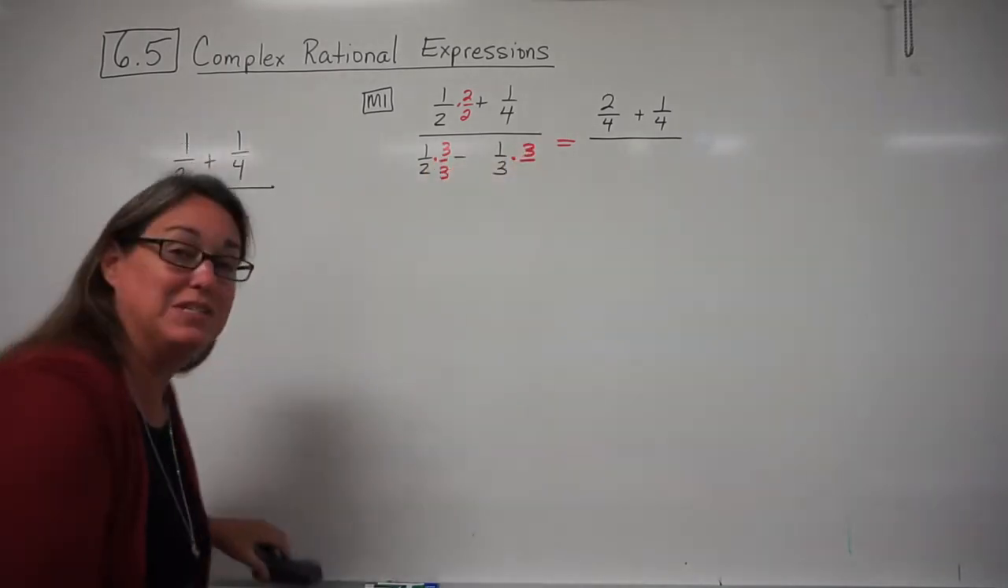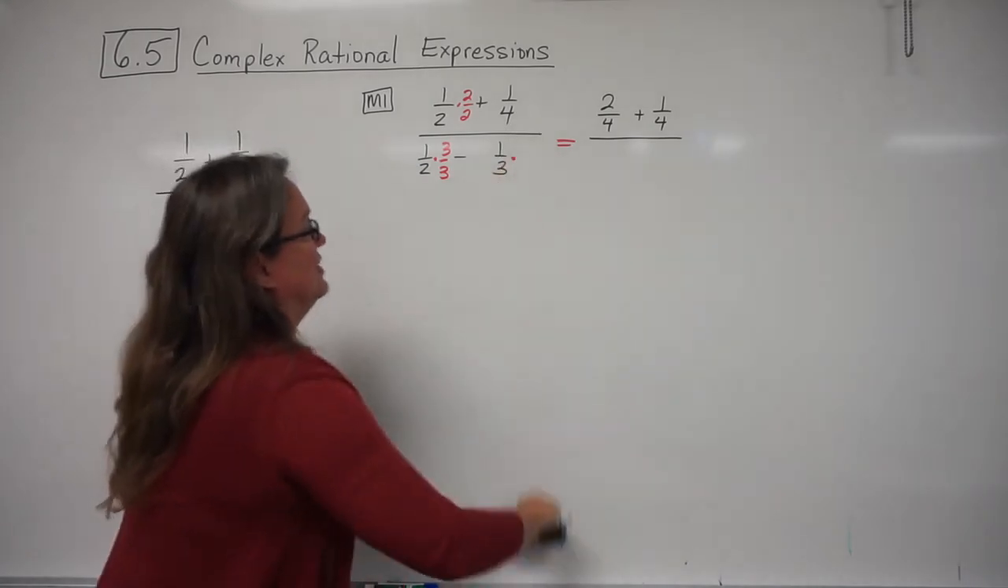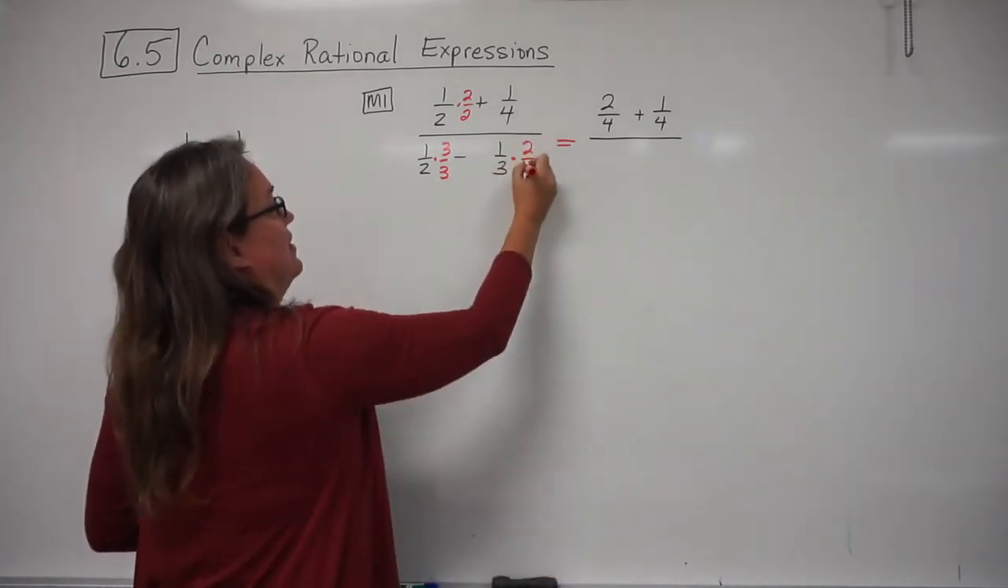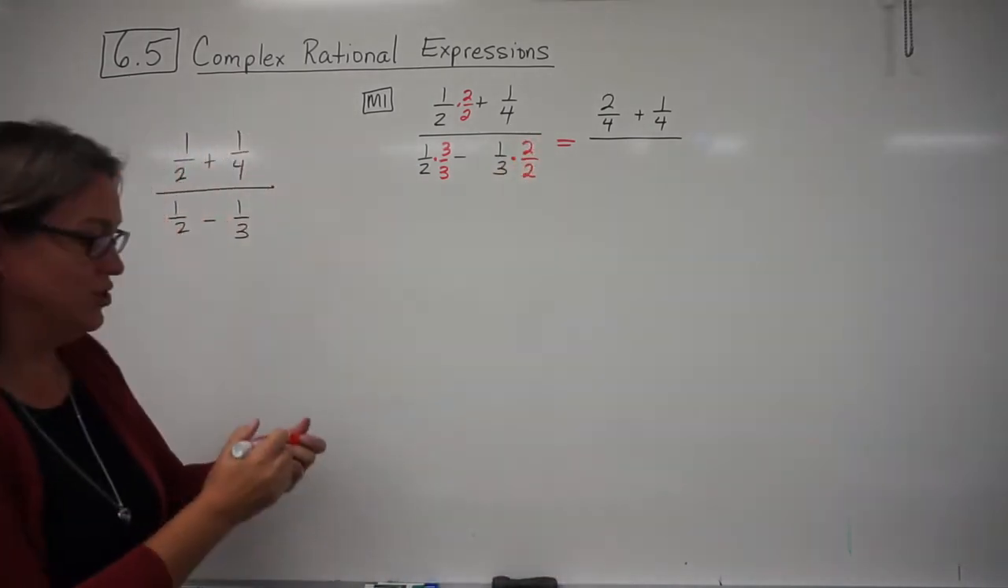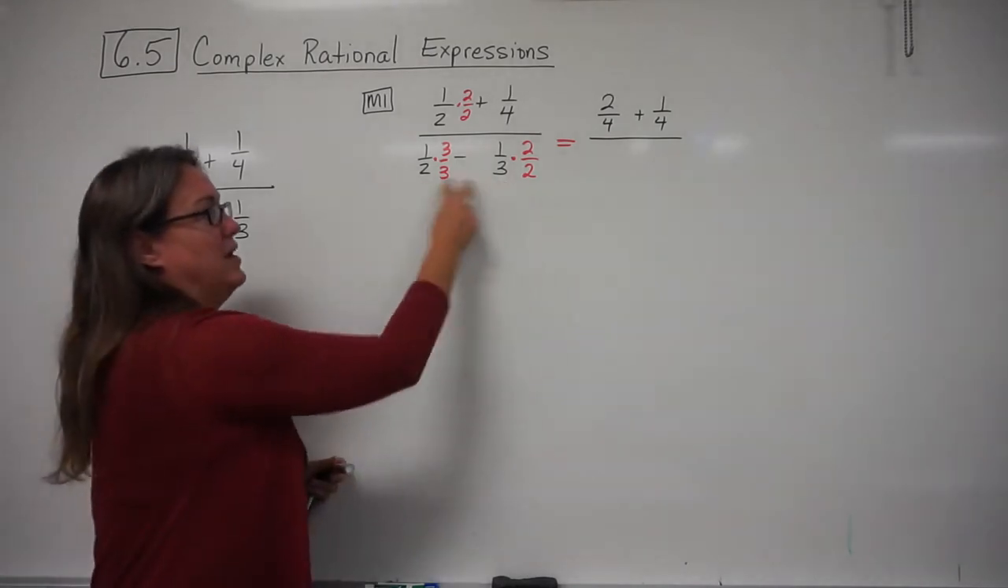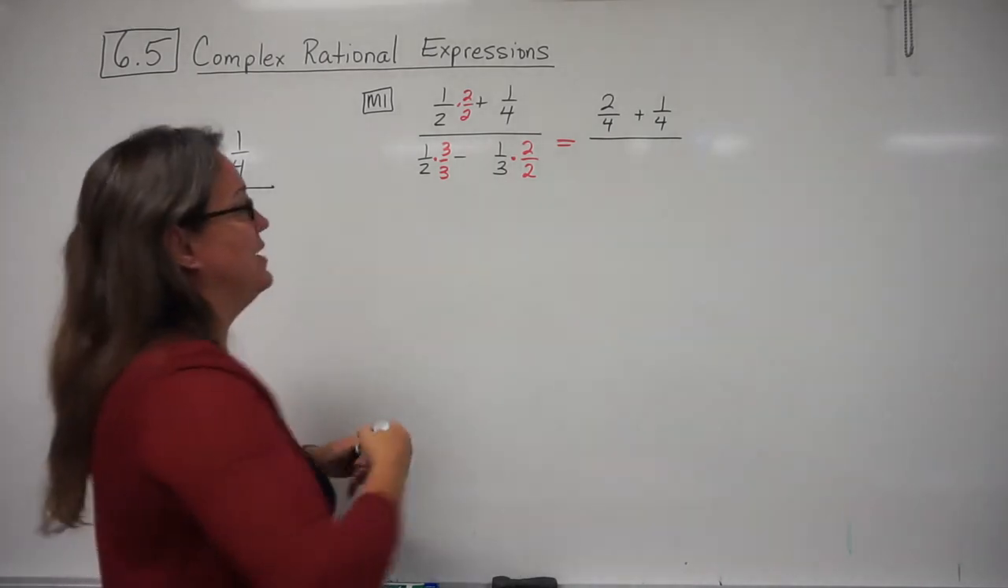Oops, and I made a mistake. Did you catch me? Good thing I caught it. Okay, so doing that multiplication will give us a common denominator of 6 in each place.